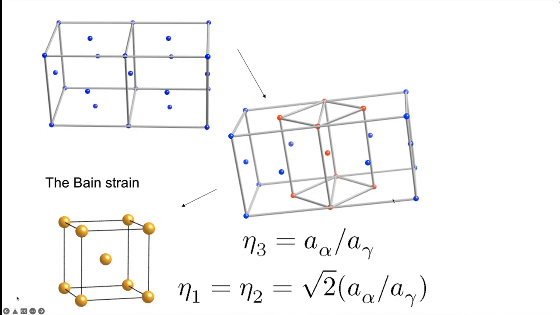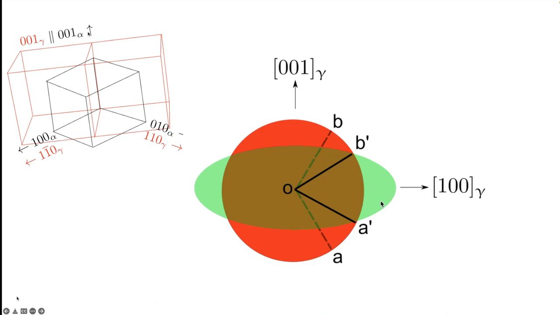Now notice that this also implies that there is an orientation relationship between the austenite and the martensite, because if I show you this slide, we have the 001 alpha parallel to the 001 gamma and the 100 alpha exactly parallel to 1 bar 10 of austenite, and this and this. But this is not the observed orientation relationship. It's quite different from this. There are Kurdjumov-Sachs, Nishiyama-Wassermann type orientations which don't correspond to this Bain orientation.